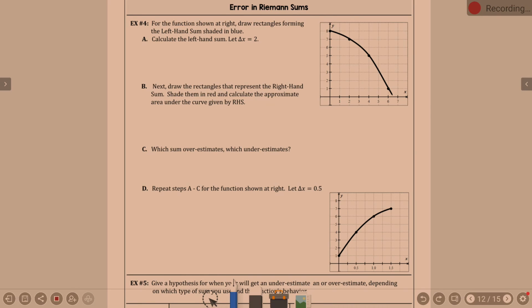Okay, so what we're going to be doing here is looking at these problems in a couple different ways and comparing: if we use left-hand sums versus right-hand sums, how different is our answer? Which is a better answer? Overestimate versus underestimate. Being able to determine if something is an overestimate versus underestimate is important in AP. So, for the function shown at the right, draw rectangles forming the left-hand sum, and officially it says do this in blue. I would do it lightly, whatever you do, because here's the deal.